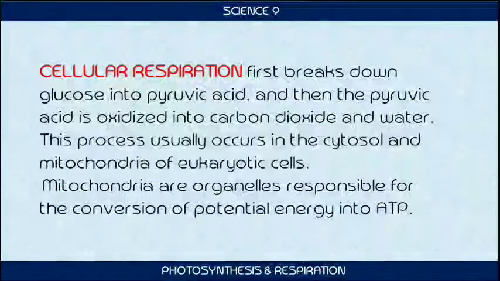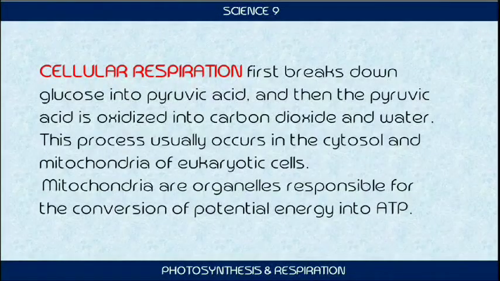In cellular respiration, it first breaks down glucose into pyruvic acid, and then the pyruvic acid is oxidized into carbon dioxide and water. This process usually occurs in the cytosol and mitochondria of eukaryotic cells. Mitochondria are organelles responsible for the conversion of potential energy into ATP.